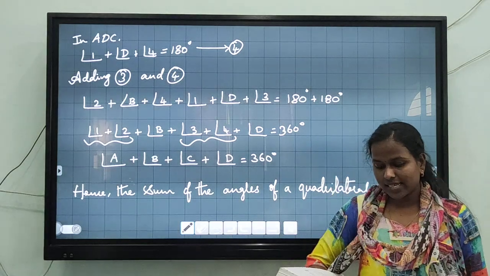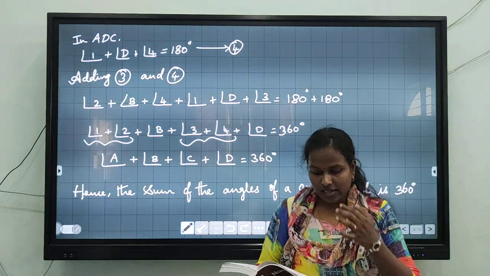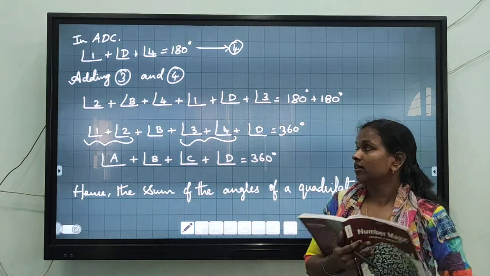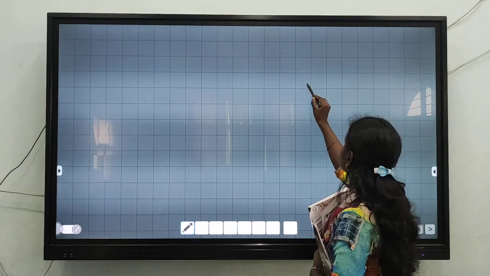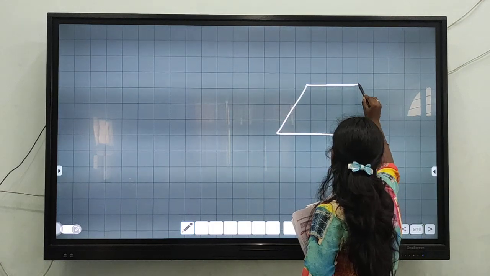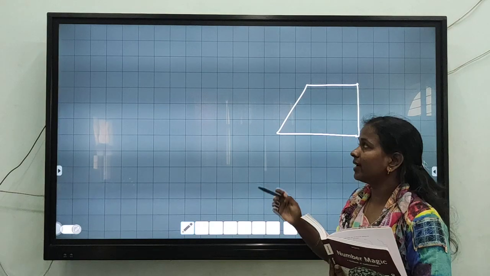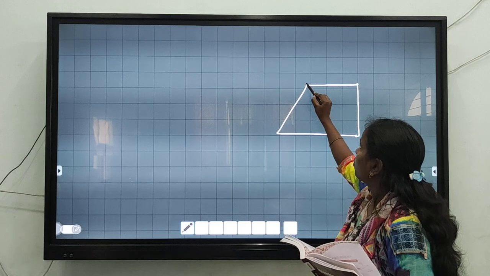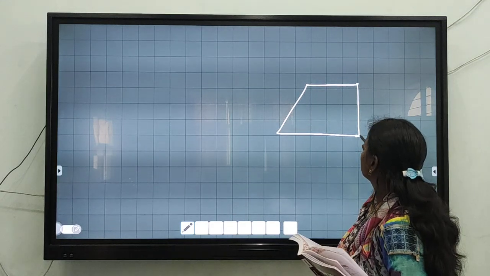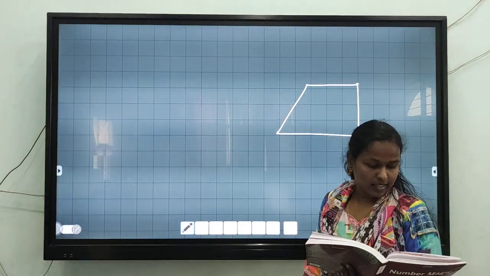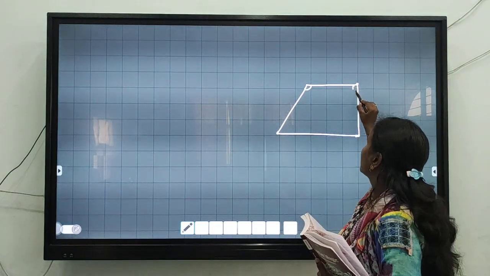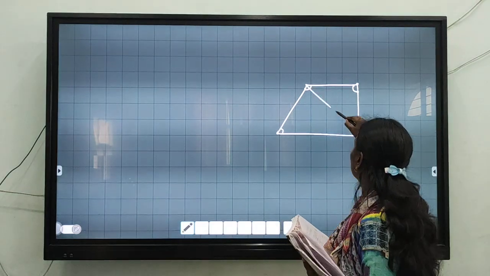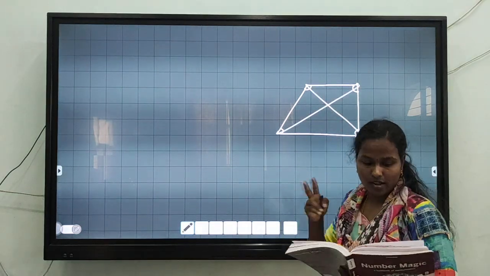Now see exercise number 4 in the test given. Fill in the blanks. A quadrilateral has how many sides? 4 sides. How many vertices? See, this is the quadrilateral. It has how many sides? 1, 2, 3, 4. 4 sides. How many vertices? 1, 2, 3, 4. 4 vertices. Then how many angles? 1, 2, 3, 4. 4 angles. Then how many diagonals? 1 diagonal, here 2 diagonals. There are 2 diagonals.